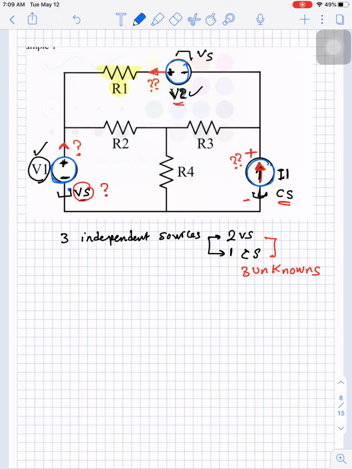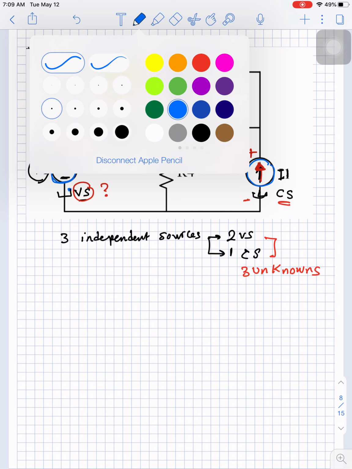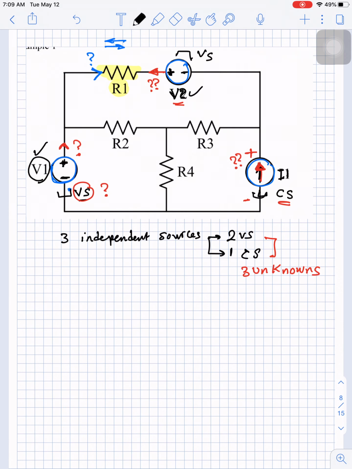Let's say that we will assume the current here. It's totally a free choice. You can assume the current going in this direction or that direction. It's totally up to you. It will not affect the solution. It will not affect the numbers you are getting. So say I will assume that the current is going in this direction, and this current is unknown.